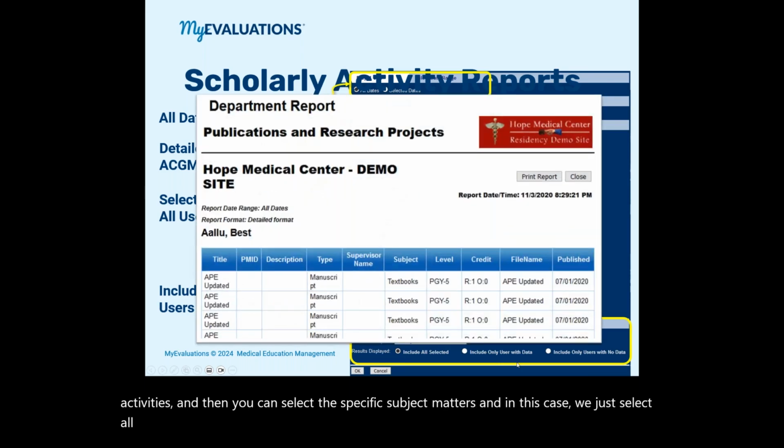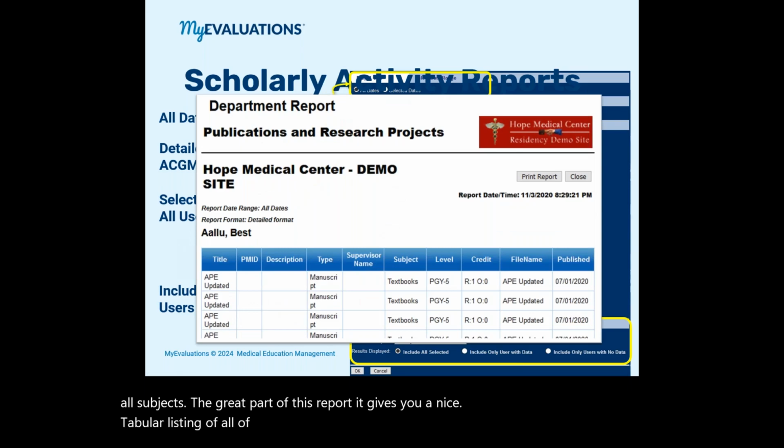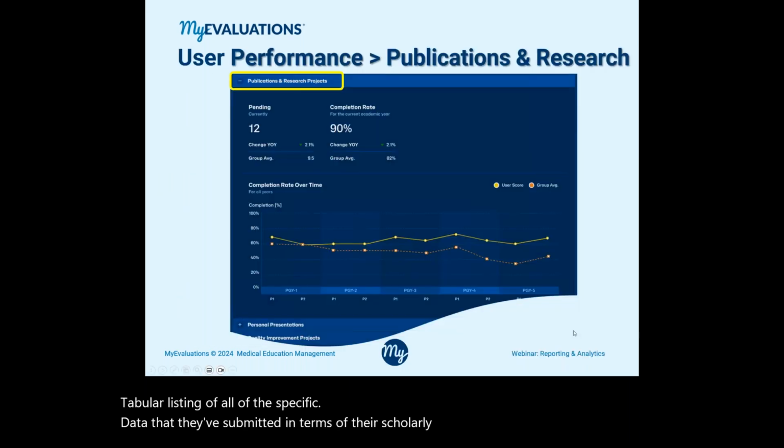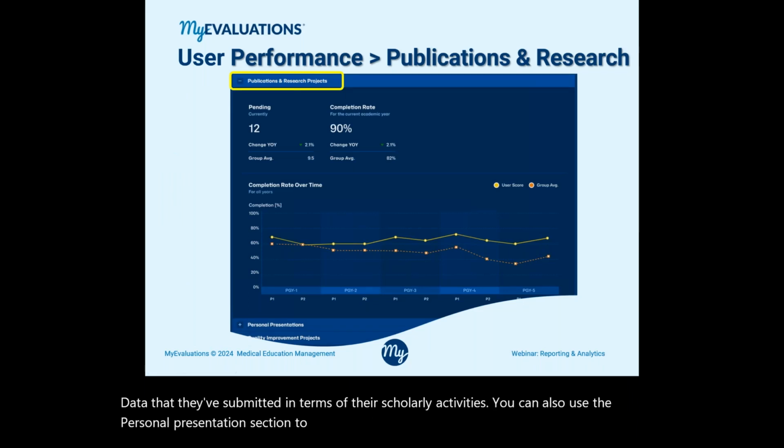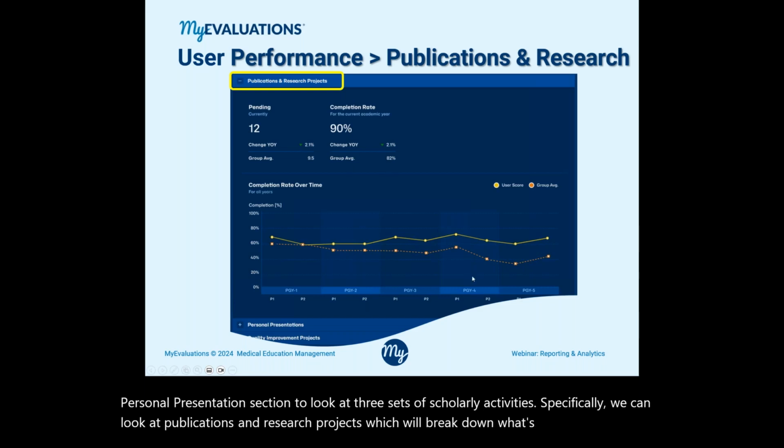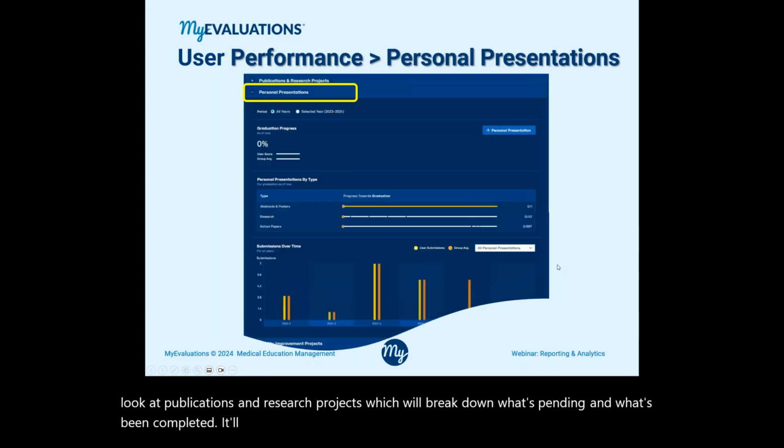The great part of this report, it gives you a nice tabular listing of all of the specific data that they've submitted in terms of their scholarly activities. You can also use the personal presentation section to look at 3 sets of scholarly activities. Specifically, we can look at publications and research projects, which will break down what's pending and what's been completed. It'll show you their performance over time.